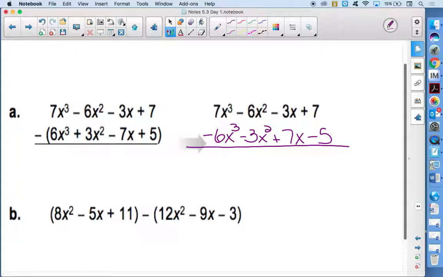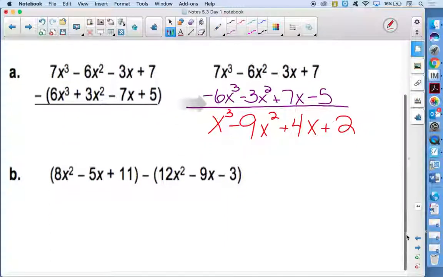So Ethan, if we add these together, you get x to the third minus 9x to the 2. Good. 4x and 2. Good. Any questions?